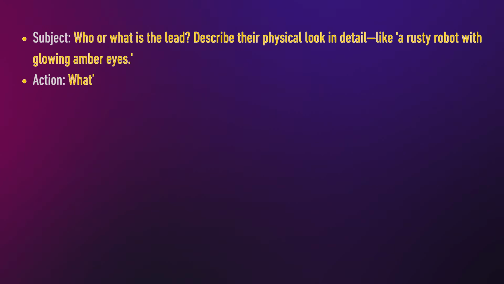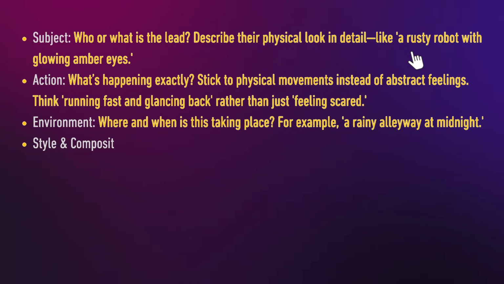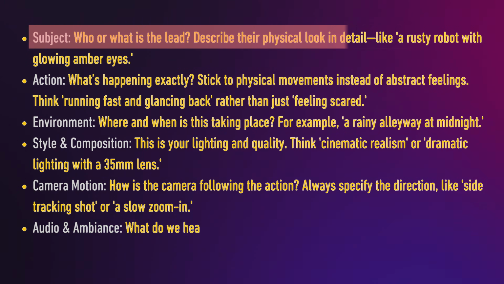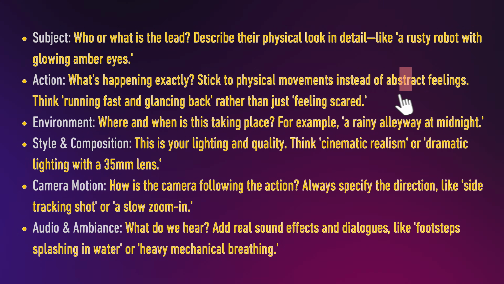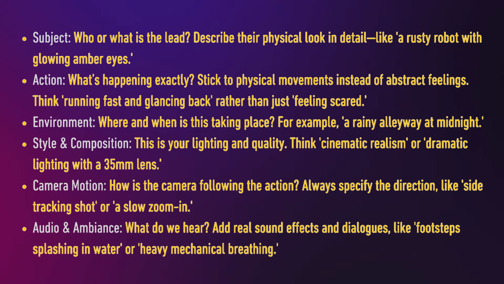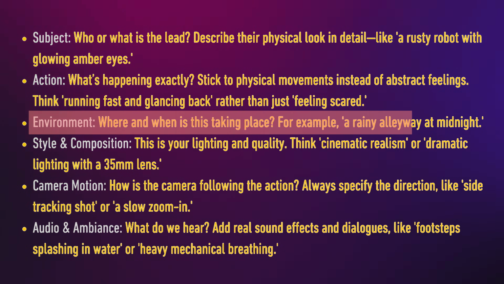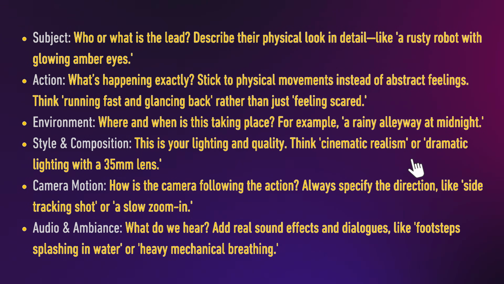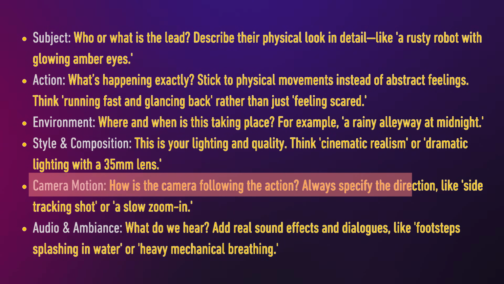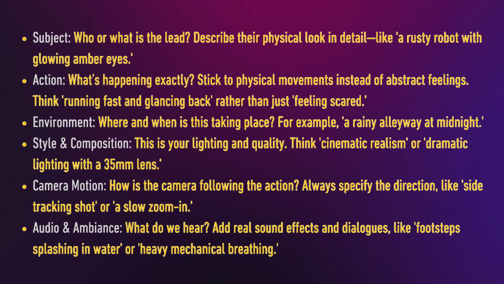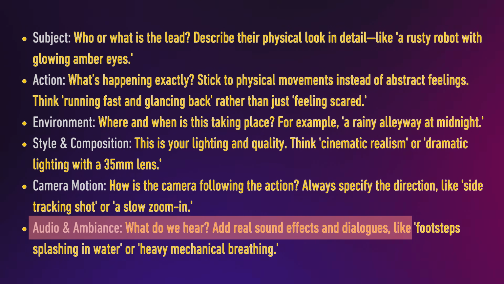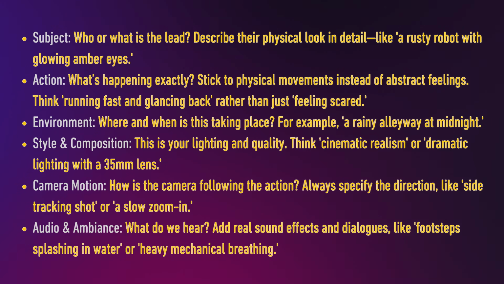To get the best out of Happy Horse, use this formula. First, define your subject with clear physical traits. Next, focus on action. Describe actual movements, not emotions. Then, set the environment and time of day. For style, mention your lighting and lens choice. Don't forget camera motion. You need to tell it exactly which way to move. Finally, wrap it up with audio, including ambient sounds and any specific dialogues.